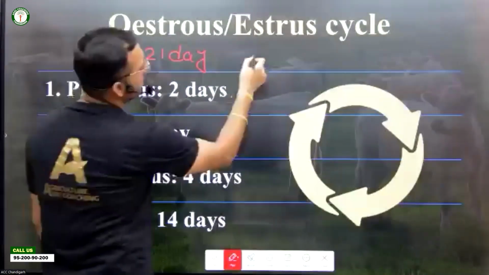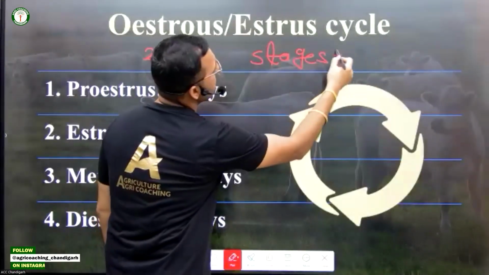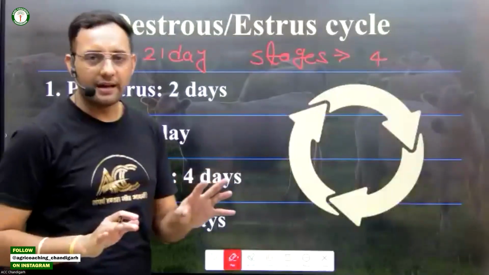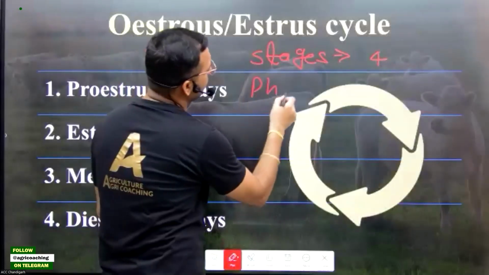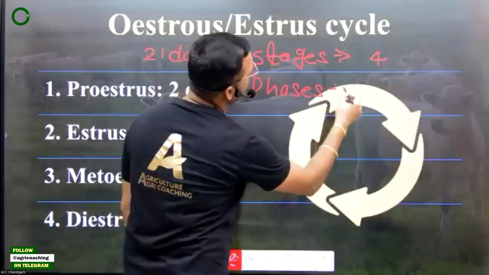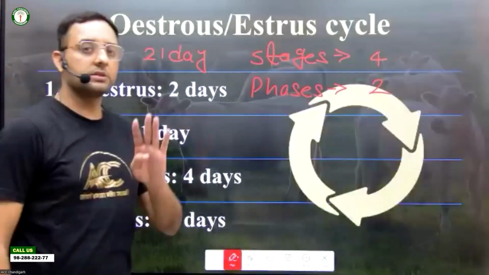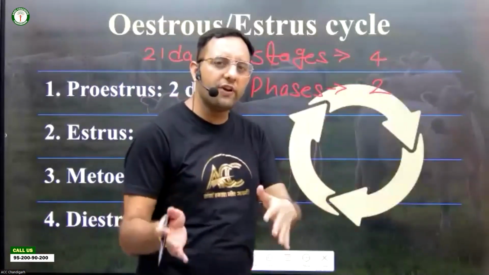In case of estrous cycle, if we talk about the stages of estrous cycle, there are 4 different stages. And another word is phase. So if we talk about phases, there are 2 different phases of estrous cycle. Stages are 4. Phases are 2. Do you know the difference between phase and stage?